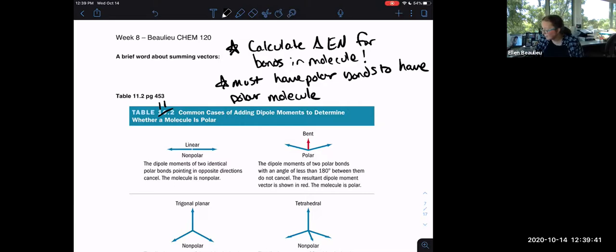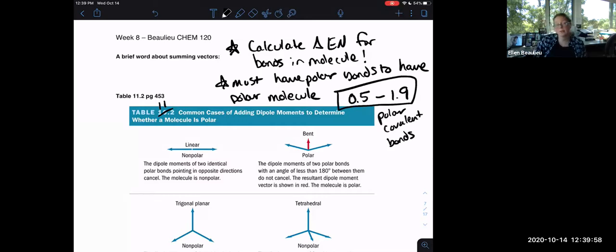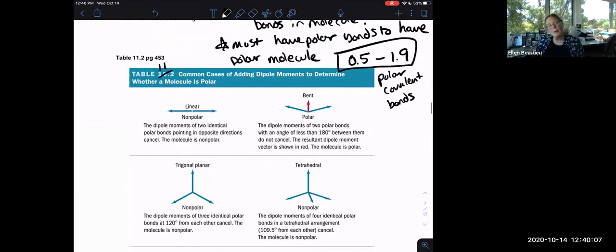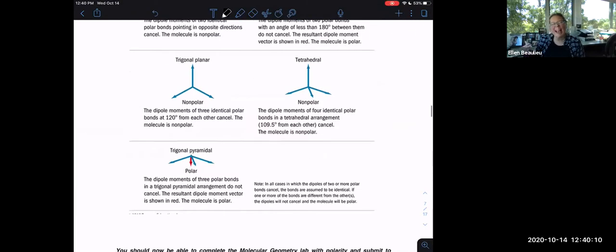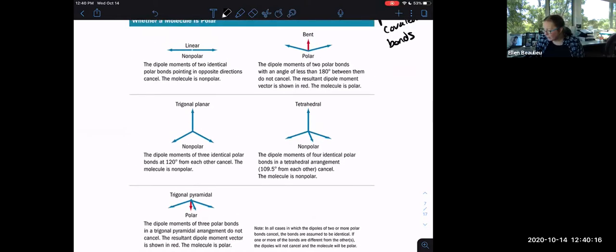Now, when you're taking that difference in electronegativity, you can be as low as 0.5 or as high as 1.9. This difference tells you that you have polar covalent bonds. And then once you have polar bonds, you want to think about how you add up those vectors in three-dimensional space. If all the bonds are equally polarized and you are in trigonal planar, then they will each pull equal and opposite away from each other.